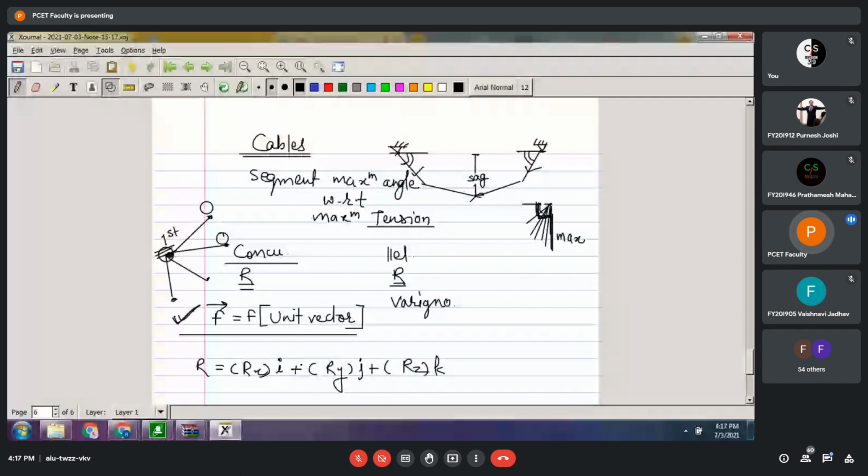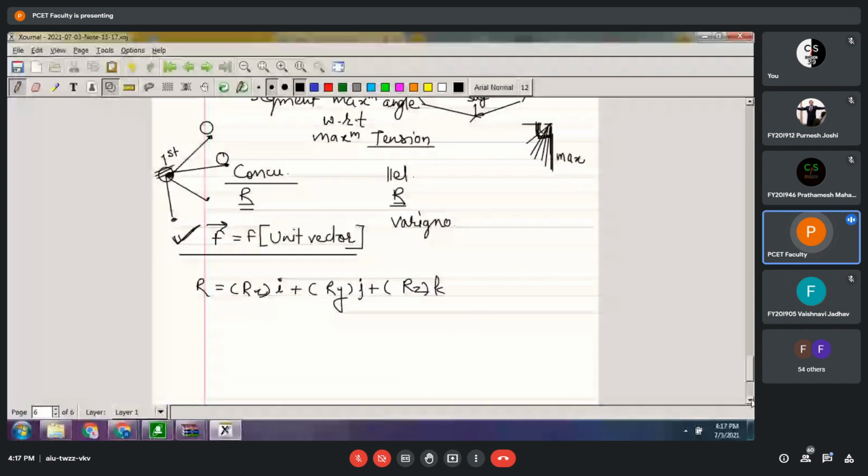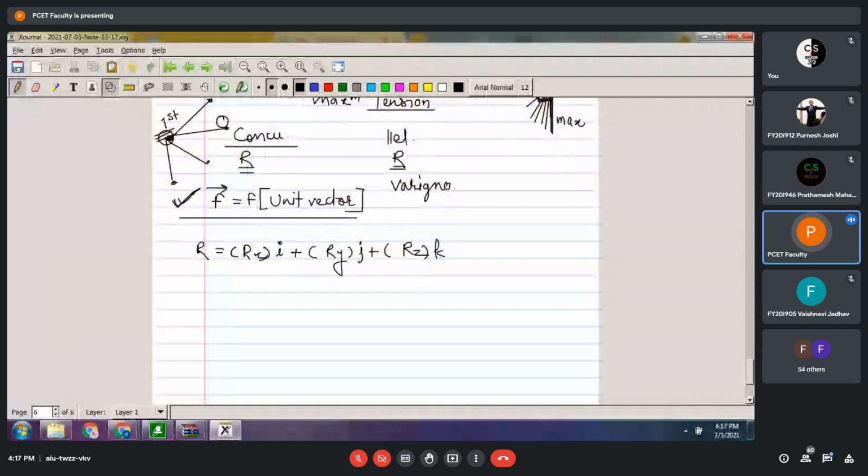In case of space forces, your resultant will make different angles with all the axes. There is no connection between these angles.